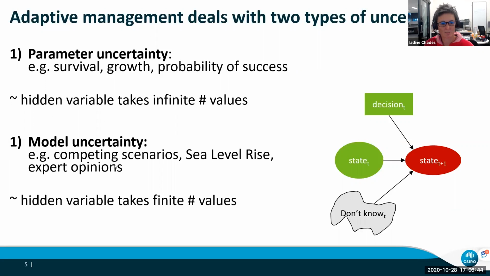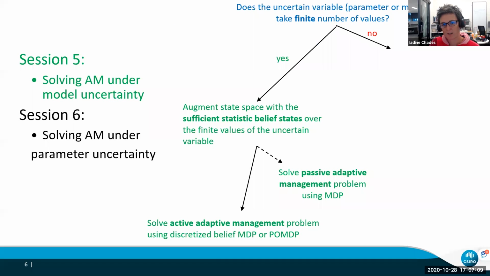And number two here is model uncertainty. That's what we'll focus on today. The competing scenarios, sea level rise, examples, and expert opinions. They are a broad description of what will happen in the future. And in that case, the hidden variable takes finite number of values. So why do I go on about finite number of values or infinite number of values? It's because it does affect the way we will, one, choose the sufficient statistic, and two, solve a problem.